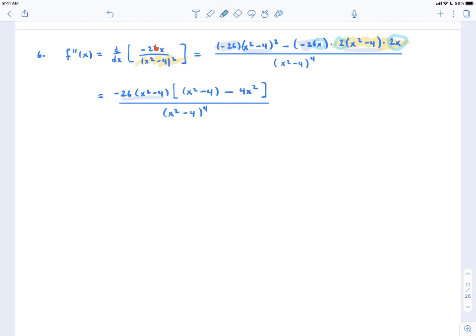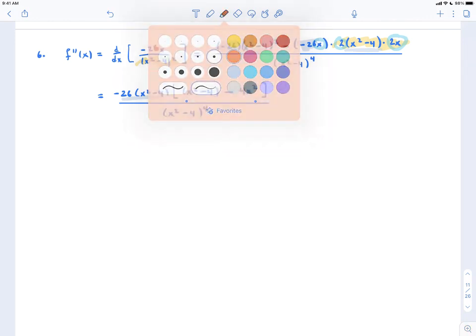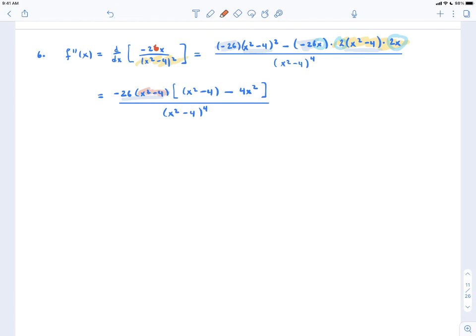Okay, and now the next thing that we notice is that we have an x squared minus 4 here, and we have 4 of them here, so we can just cancel out with one of them. And so we're going to end up with negative 26, and then the x squared minus 4 is going to disappear, and we'll be left with whatever's inside these parentheses. So we have an x squared minus 4x squared, so that's going to give us a negative 3x squared minus 4, and all of that is divided by x squared minus 4 cubed.